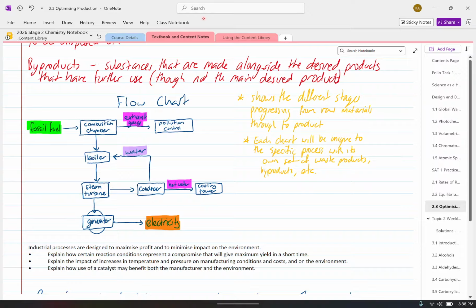That heat will be taken away as hot water, and that hot water can be cooled down in what's called a cooling tower. So those gigantic things, often you see them on nuclear power plants or something. Those are cooling towers. Now just note, this hot water in this case is a waste product. It's not being used, but that doesn't mean it could never be used.